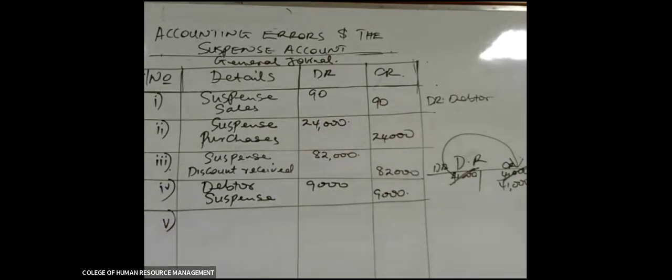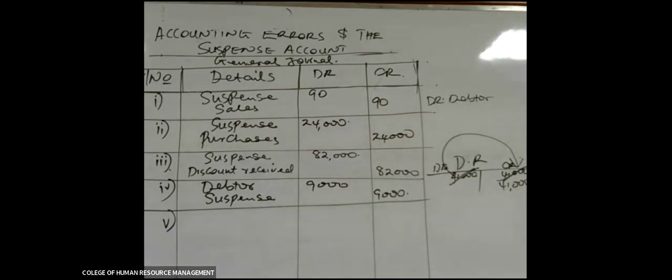Number 5. Our number 5 says, a bill of 17,000 paid for electricity was not recorded in the electricity account. You see how it is ending, was not recorded, not in the books. It was only not recorded in electricity. So when you pay electricity, electricity belongs to the expenses, which are always debited. So in simple terms, we forgot to debit electricity.